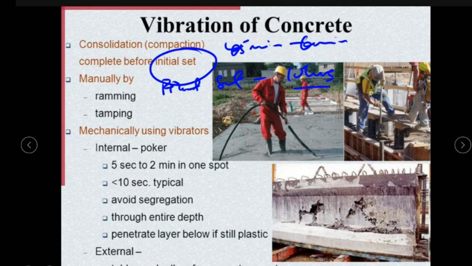Okay, so in the industry, normally we do compaction through ramming, tamping, and nowadays we are using mechanical vibrators, what we call a poker vibrator.